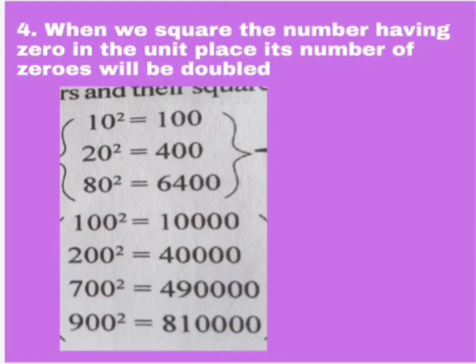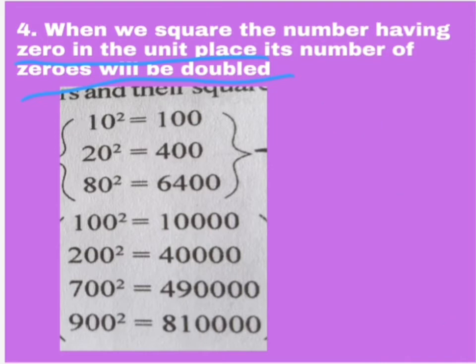Next, move on to the next. When we square a number having 0 in the unit place, if you have 0 in the unit place of any number, then after squaring, the number of zeros will be doubled. For example, if you are squaring 10, 10 square is equal to 100, right? So here we have 1 zero in the unit place. When we square, the number of zeros is doubled. We are getting 2 zeros. That is the meaning of this property.